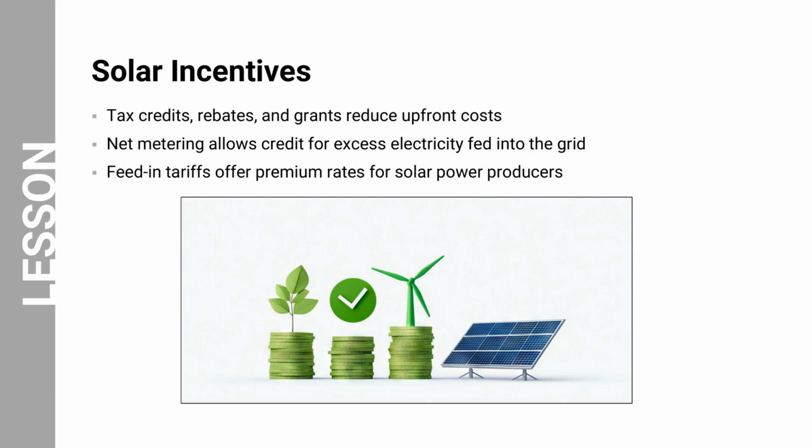Various financial incentives make solar power more affordable for individuals and businesses. These include tax credits, rebates, and grants that help offset the initial cost of solar installations. Net metering policies allow solar system owners to receive credits for excess electricity they feed back into the grid. Some programs even offer feed-in tariffs that guarantee premium rates for solar power producers.